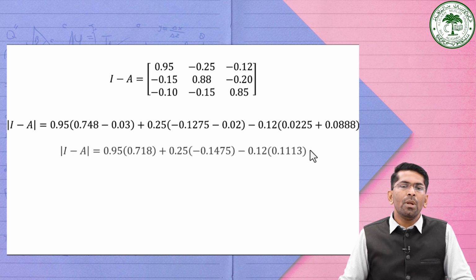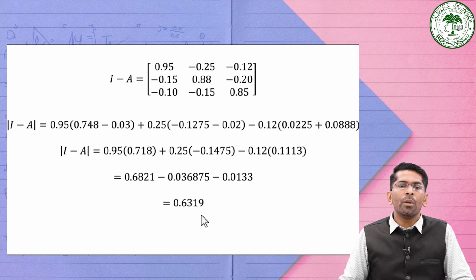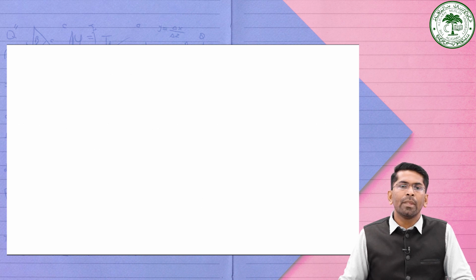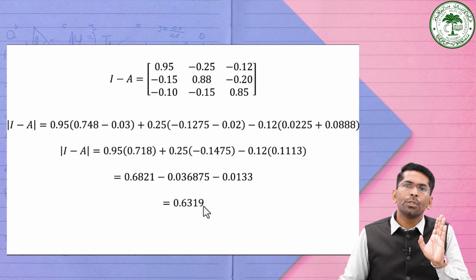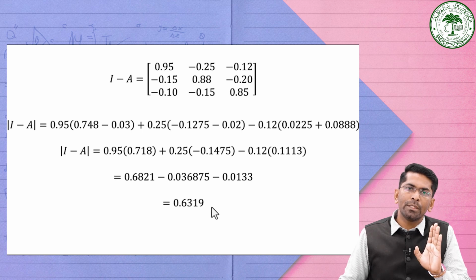So if you go for simplifying it, then we will get the determinant value, and the determinant value here is equal to 0.6319. See, our second condition is also satisfied. What is the second condition? The second condition says that the determinant value should be greater than 0.